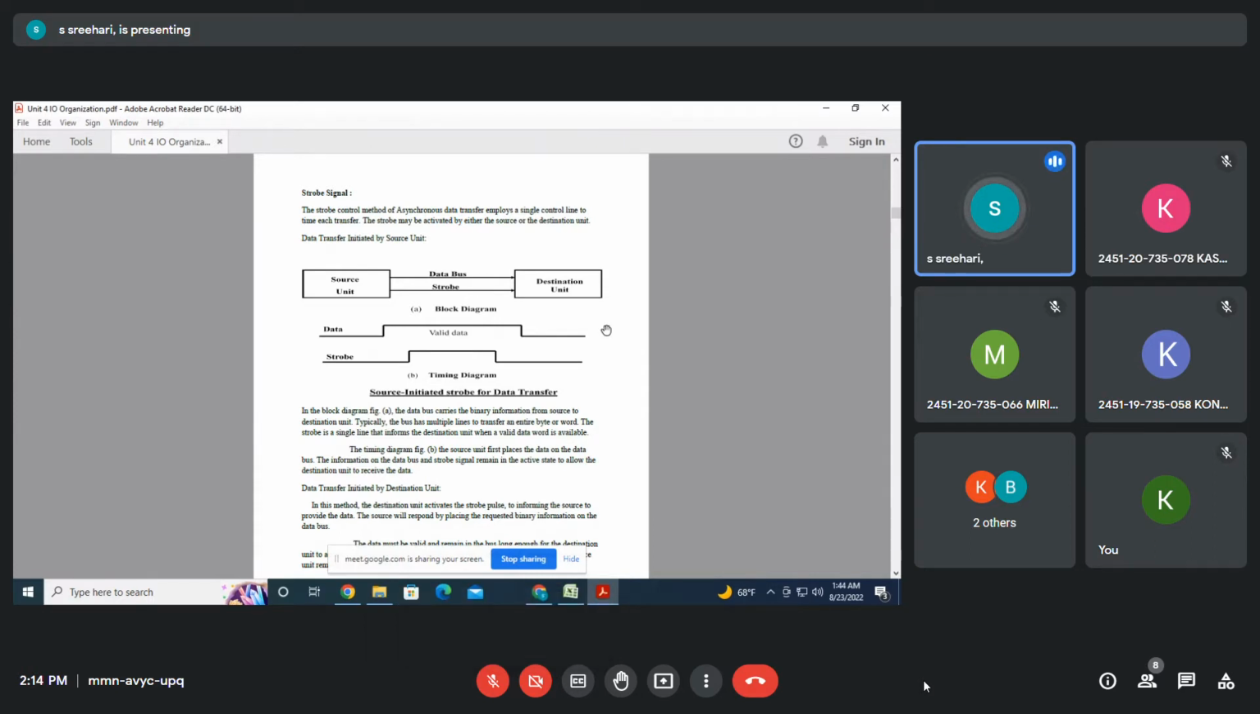So for first preparation, you already know the subject, so not that much of the previous units is required. Go for the fourth unit, that is IO organization, right?